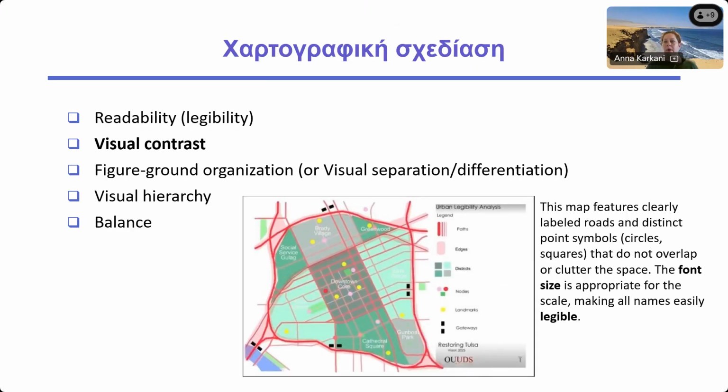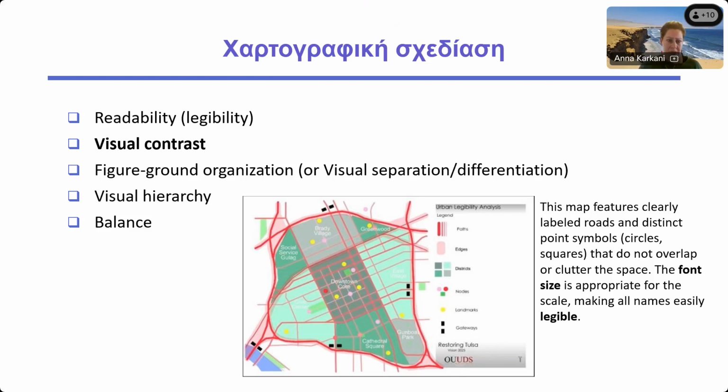Okay. So when we talk about visual contrast, it has to do with the way the different features we have on our map contrast with their background. For instance, it makes no sense to have white text on a white or off-white background, okay, because it will not be visible. So this principle is important also for the readability of a map, and it ensures that the map's features stand out against the base map or the background colors.